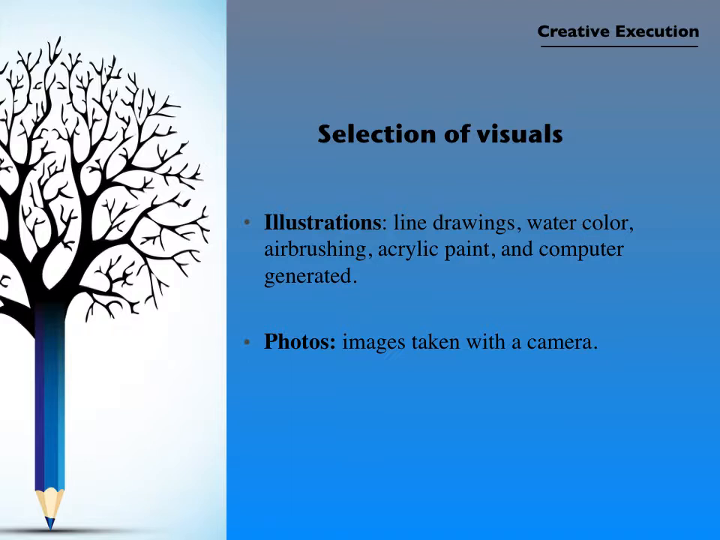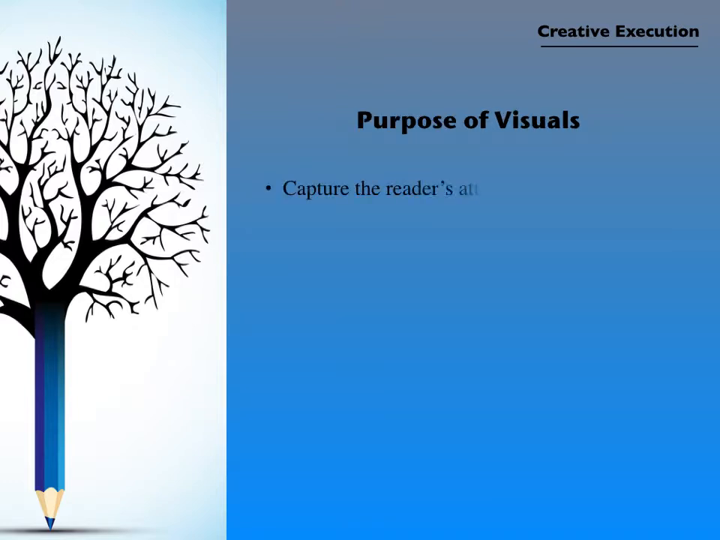We talked about the purpose of layouts. We talked about the purpose of copy. The purpose of visual is to capture readers' attention. Your book talks about 10 of the purposes of visuals for advertisement. We're going to just talk about the 5 most important ones. So the first one is capture the reader's attention. Think about an ad that caught your attention just by the visual. Catching attention is one of the main purposes of the visuals in an advertisement.